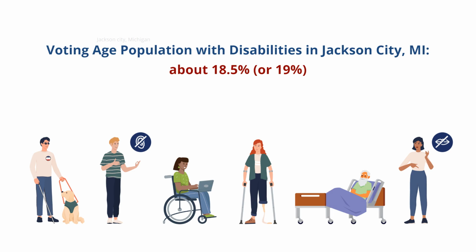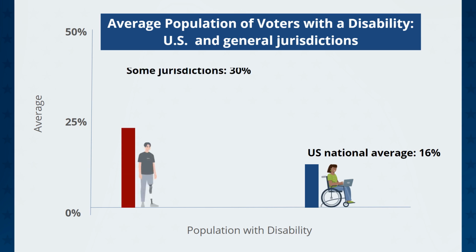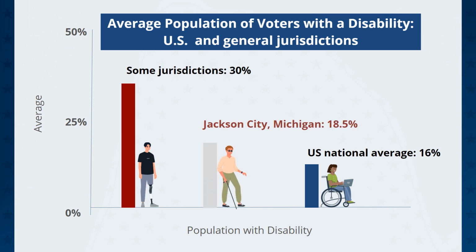We can round this number up to 19%. The national average for the U.S. as a whole is approximately 16%, and some jurisdictions have over 30%, depending on their demographics. Based on this data, we can say that Jackson City's population of voters with disabilities is a little higher than the national average.